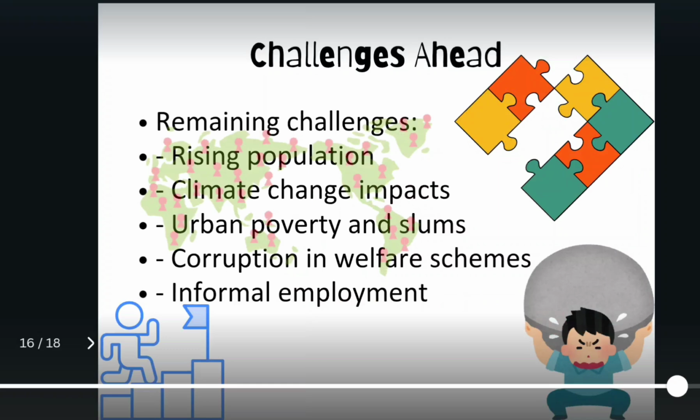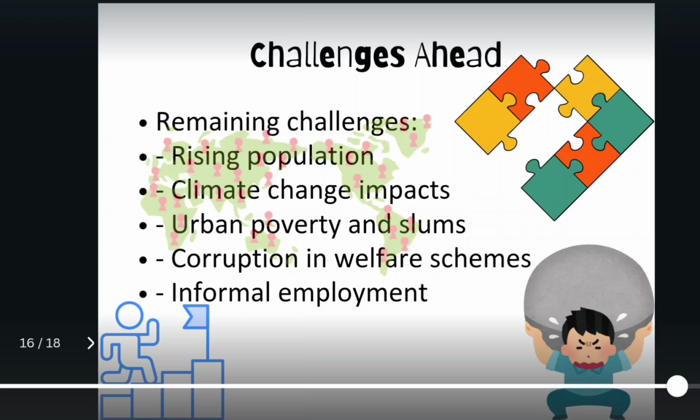What are the challenges ahead? What challenges can we face while eradicating poverty? Rising population. Now this is one of the biggest challenges right now, where the population has been increasing day by day, and as the population increases, the consumption of resources also increases, leading to fewer opportunities for other people.